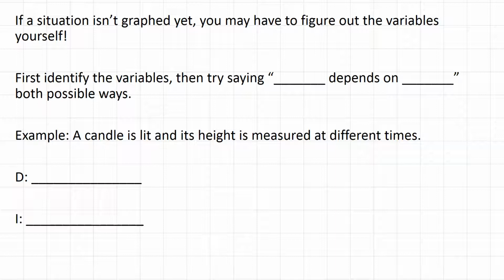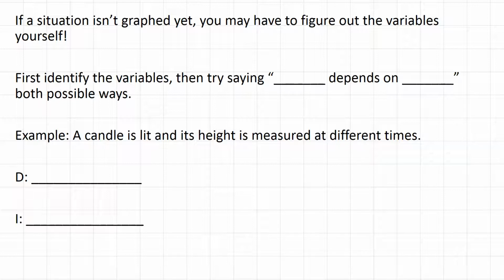The reason we want to review this is because if a situation hasn't been graphed yet, we might have to figure out what the variables are going to be for ourselves. So first, we're going to identify the variables in a problem or in a situation, and then we're going to try saying blank depends on blank in both possible ways. So does one variable depend on the other, or is it the other way around? Let's do an example so that you can see what I mean.